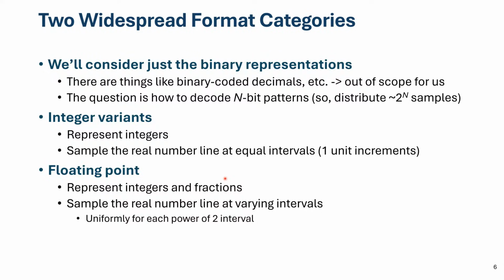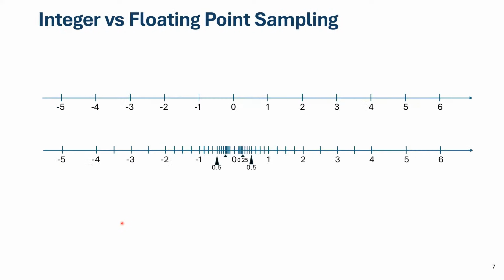But integers, as the name suggests, represent integer values. And the key there is that they sample the real number line at equal intervals in 1 unit increments. Floating point representations represent both integers and fractions, and they do not uniformly sample the real number line. That's the big difference. What they really end up doing, at least all the IEEE-like formats, is uniformly sample the interval between each pair of adjacent powers of 2. And it's just easier to look at the picture rather than just read text.